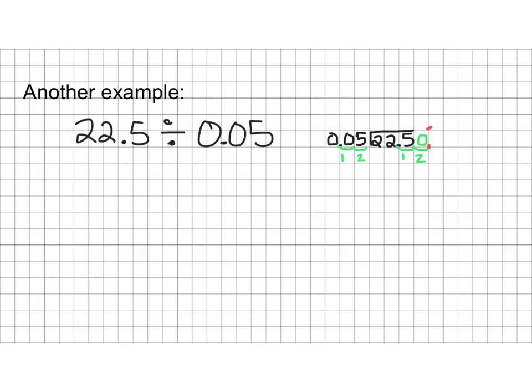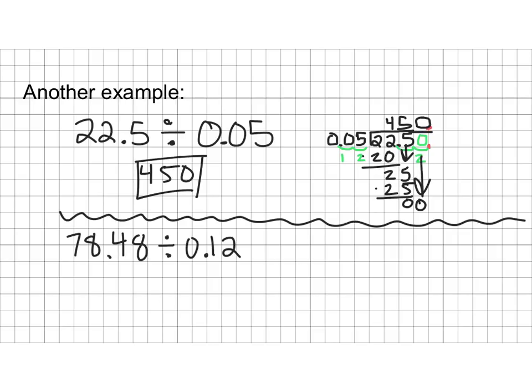And I'm going to go ahead and extend my line out here a little bit. And then we divide. So now we're just treating this like a 5. 5 goes into 22 4 times with 2 left over. Goes into 25 5 times with 0 left over. We bring down another 0. 5 goes into 0 0 times. So our answer here is 450.